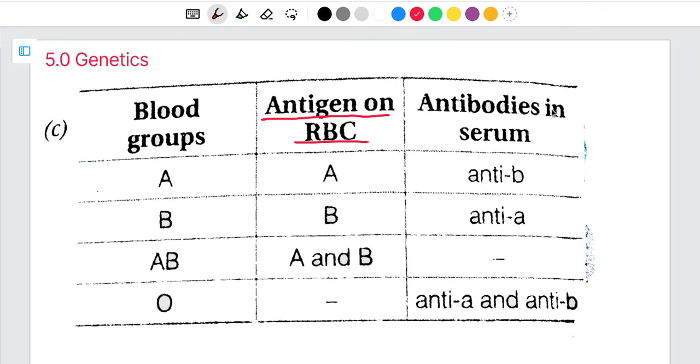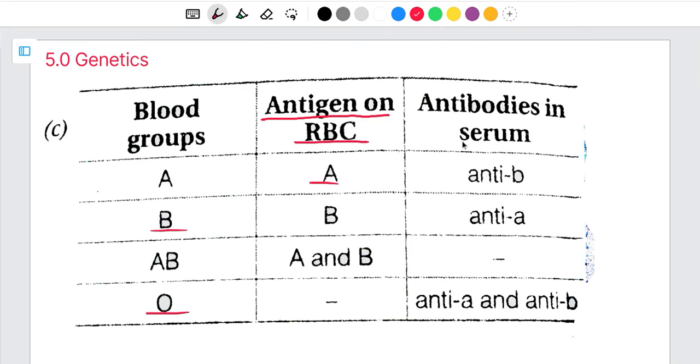Then we have the antibodies. Antibodies are derivatives of the antigens. So antigens are similar to the blood group. If someone has blood group A, the antigen is going to be A. If someone has blood group B, the antigen is going to be B. But for O, it doesn't have antigens, but it has the antibodies. And this is the reason why group O is the universal donor and blood group AB is the universal recipient, because it doesn't have the antibodies.